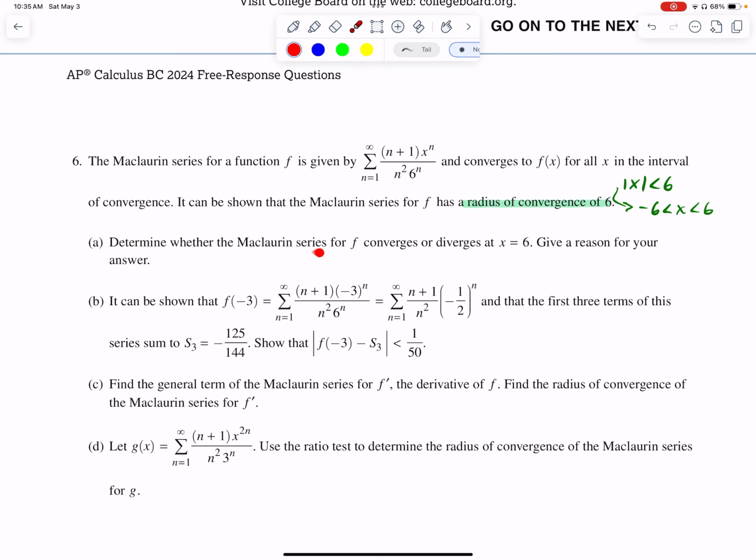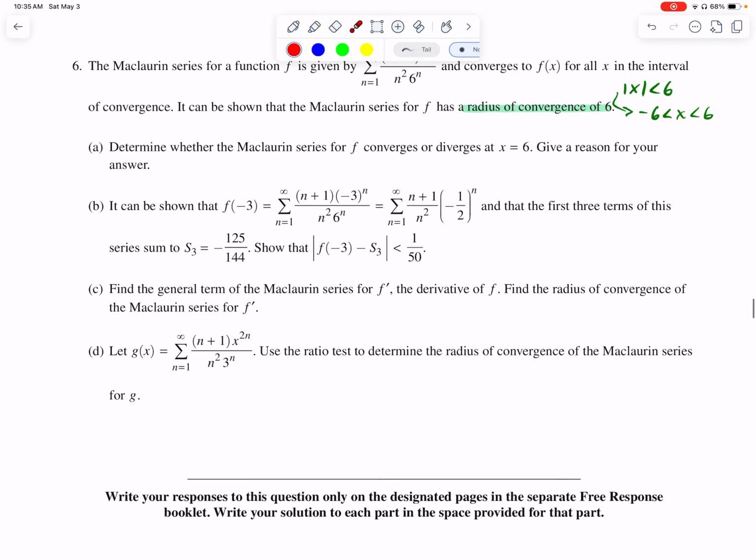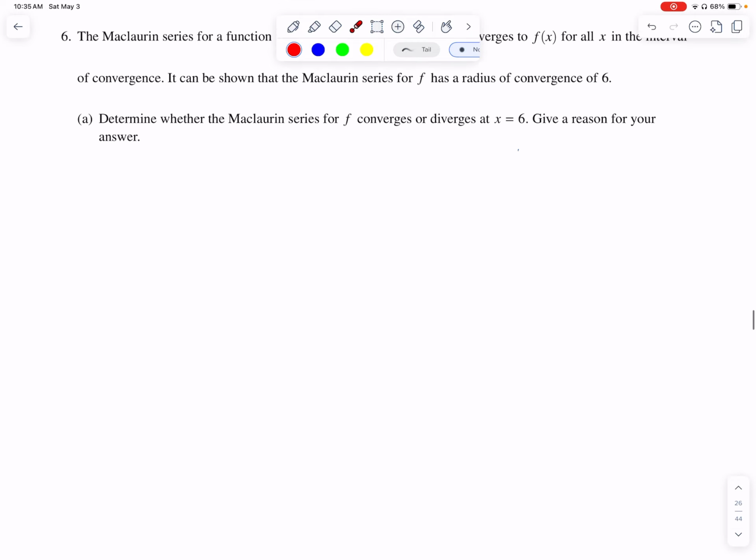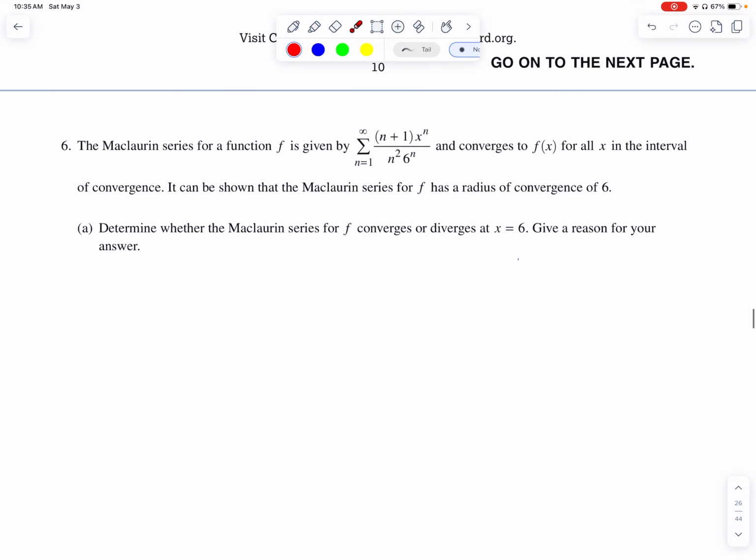Determine whether the Maclaurin series for f converges or diverges at x equals 6. Well, take a look at that. It's basically wanting us to test this endpoint over here and give a reason for your answer. So if we're having to give a reason for convergence or divergence, it's basically using one of our convergence tests. So I'm going to need some room for this. So I made some room, as you can see.